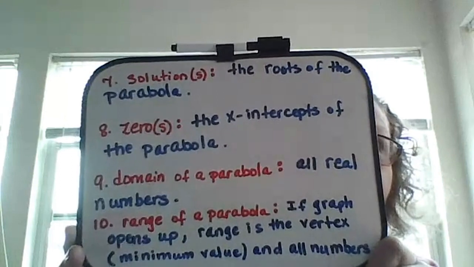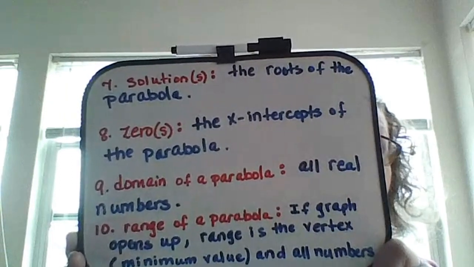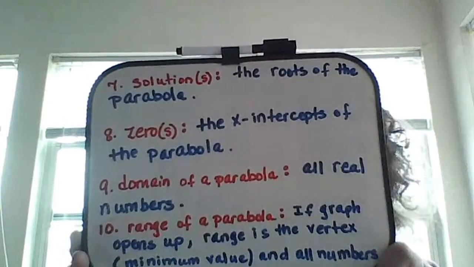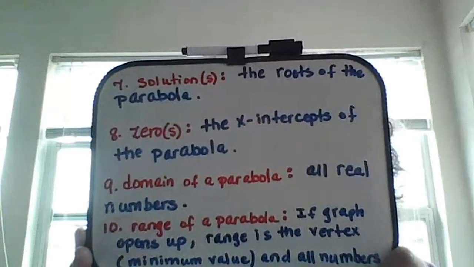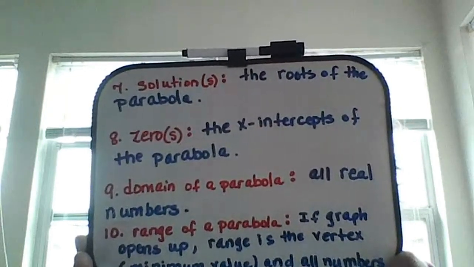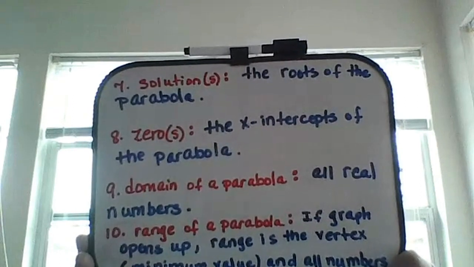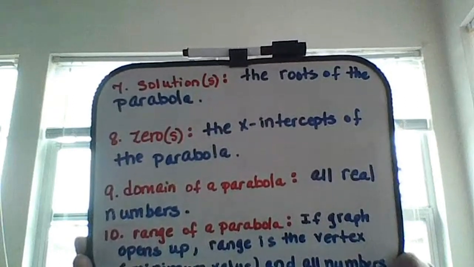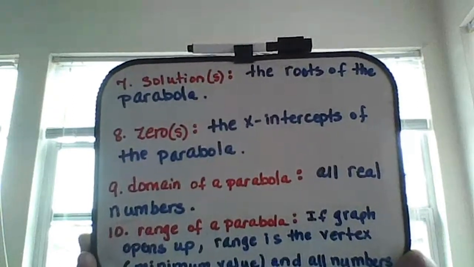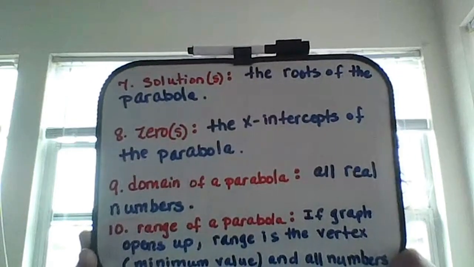The domain of a parabola is going to simply always be all real numbers, because if you remember, the domain is all of the x values. And if you think about how a parabola either opens upward or downward, you can see how all real numbers would be part of the domain.